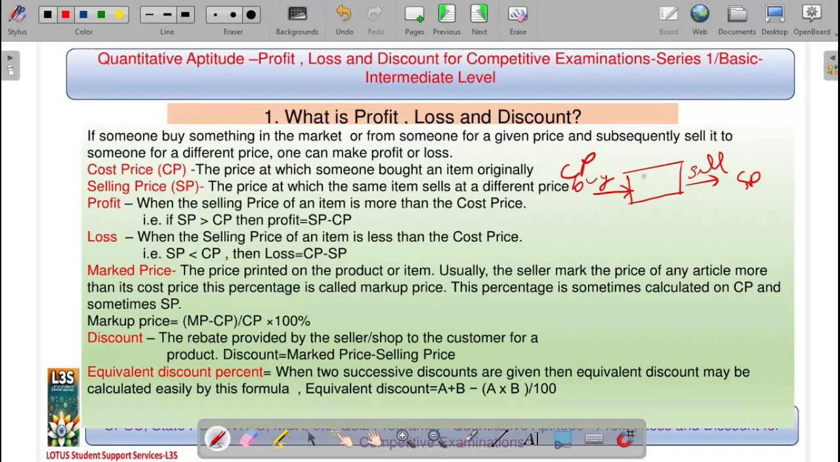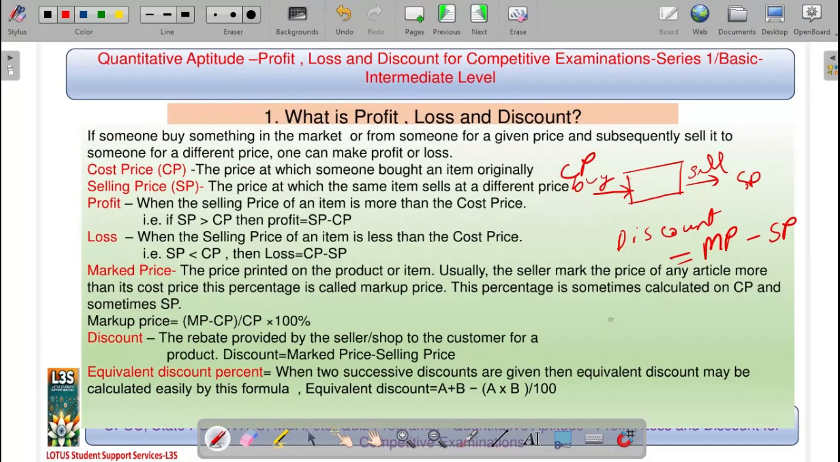And then another important thing is discount. Discount is the reduction or rebate provided by the seller or shop to a customer for a product. That is called discount. So discount is generally the marked price, the printed price, minus the selling price. So that is the discount.